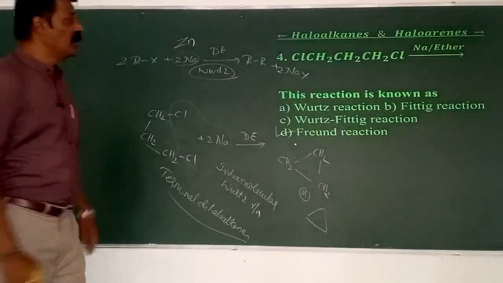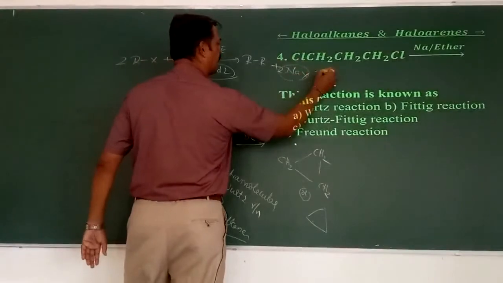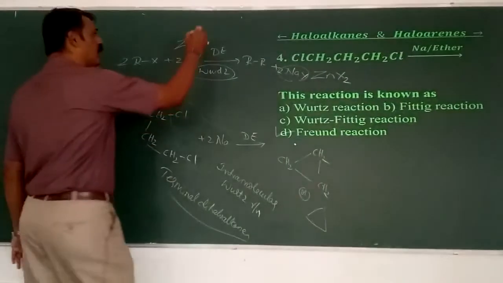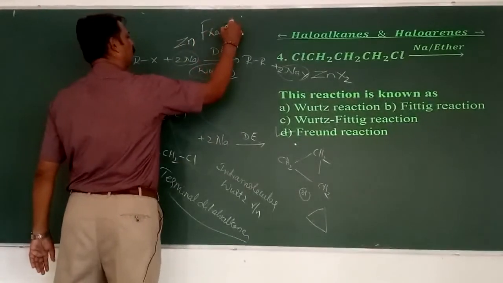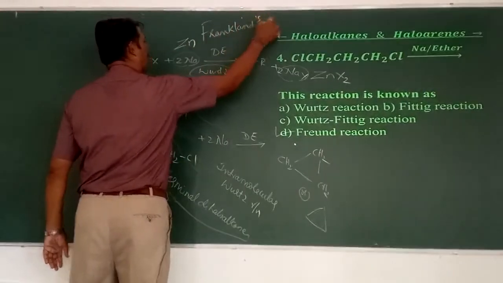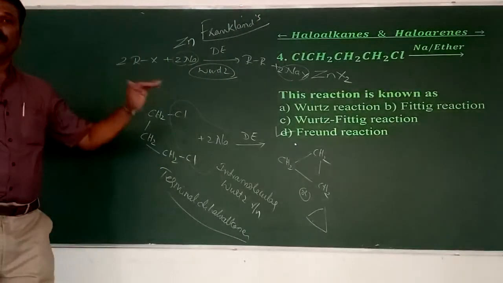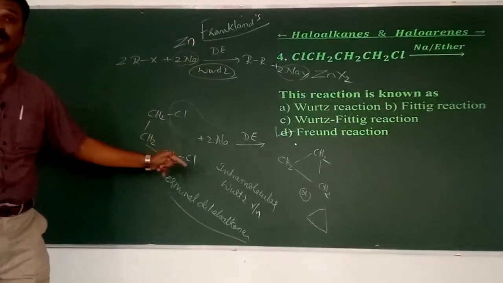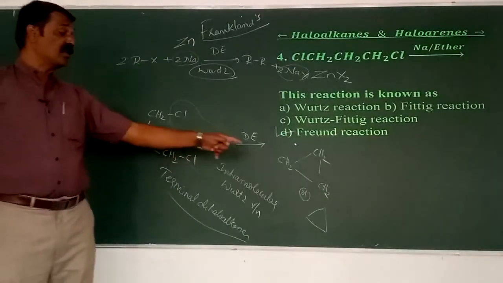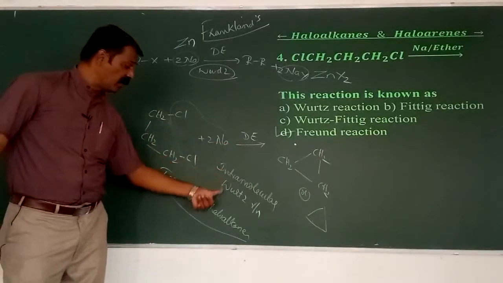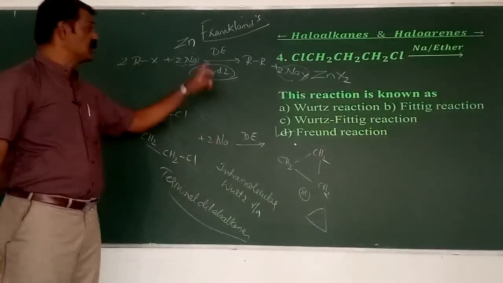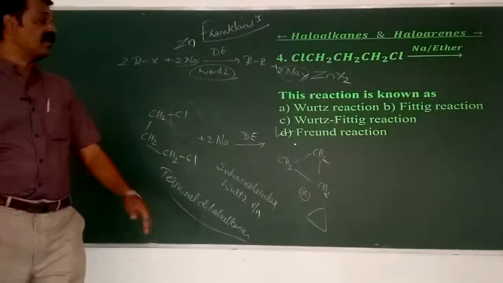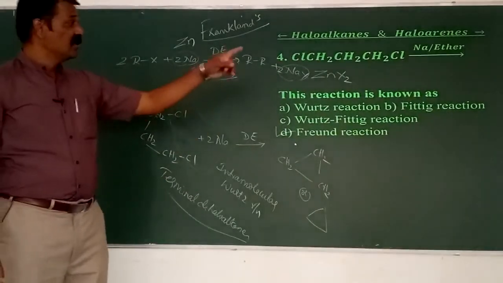Another thing is, suppose instead of sodium, if I use zinc, here instead of NaX I am getting ZnX2. The product is a higher alkane, but the name of this reaction is Frankland's reaction. Sodium with haloalkane giving a higher alkane is called the Wurtz reaction. Terminal dihaloalkanes with sodium in dry ether give rise to cycloalkanes, called the intramolecular Wurtz reaction or Freund's reaction. Suppose instead of sodium, I use zinc. The product is the same, but the reaction name is Freund's reaction.